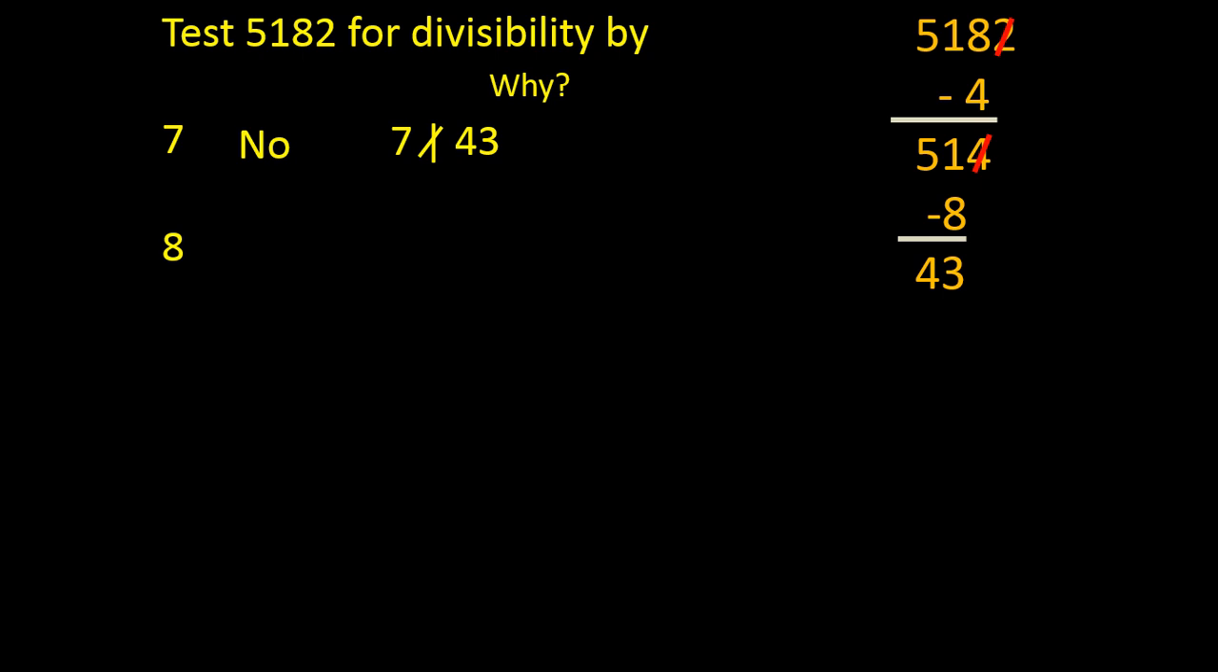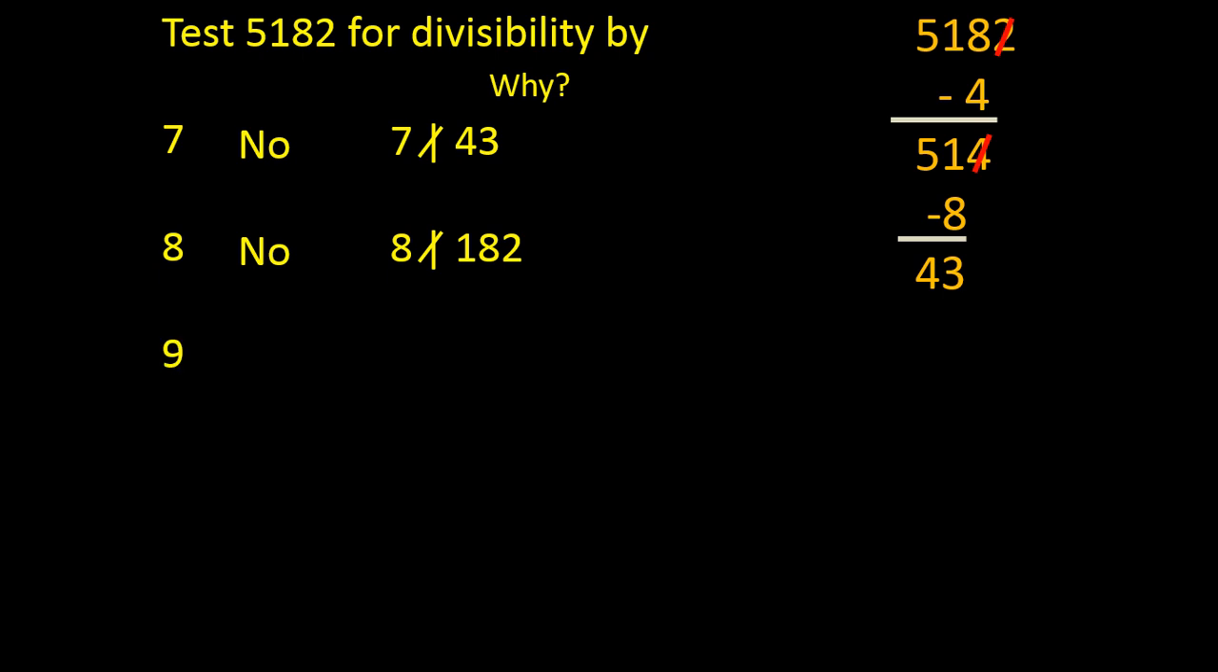The rule for 8 is if the last 3 digits of a number form a number that is divisible by 8, then so is the original number. So I want to know, can I divide 8 into 182 and not get a remainder? The answer is no. If I try to divide 182 by 8, I will get a remainder.